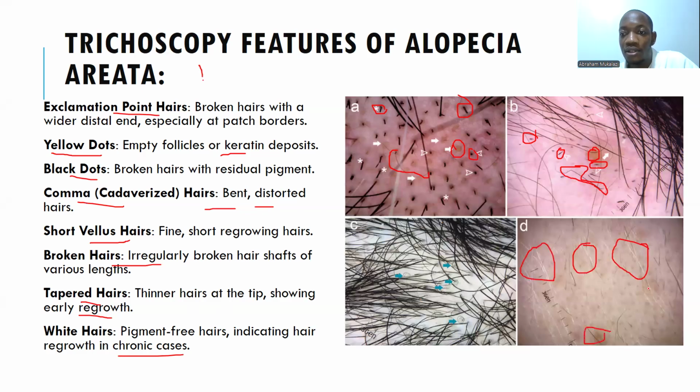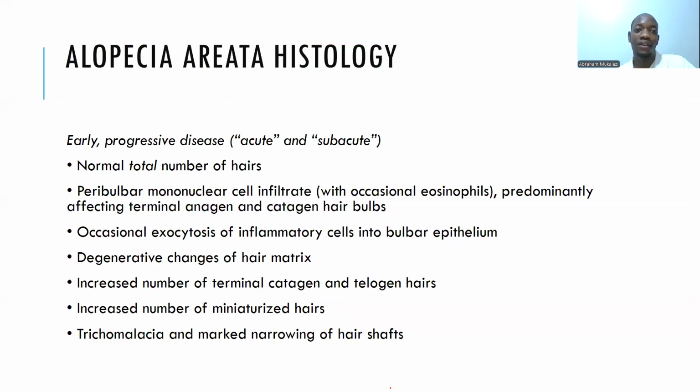Then these are yellow dots. Then these are the black dots. So all these are the trichoscopy features of alopecia areata. And when you have all these findings, you can actually make the diagnosis of alopecia areata comfortably.